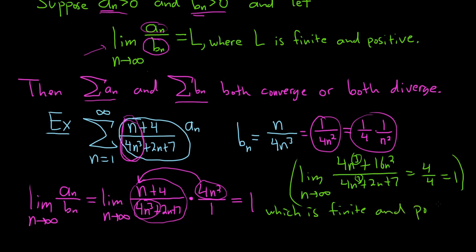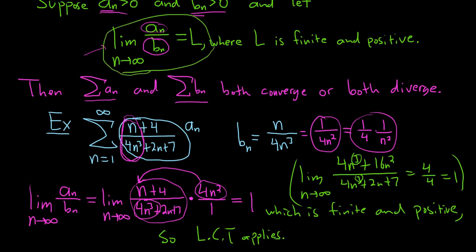Right, because this is the hypothesis of limit comparison. So what does this mean? This means we can use limit comparison. So LCT applies. All we've done so far is establish that we can use the limit comparison test. We've taken the limit, we've said it's finite and positive, so we can use limit comparison. So what does limit comparison actually say? It says that they both converge or diverge.